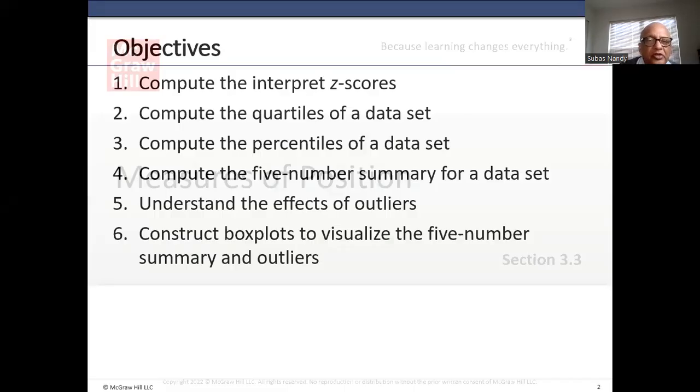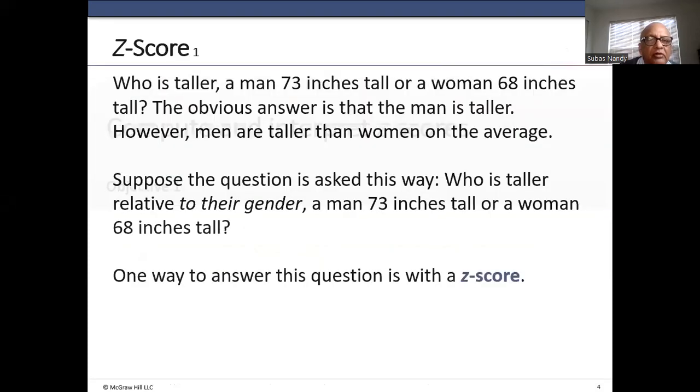Measures of position. These are the objectives. First, we will calculate Z-score. Who is taller, a man 73 inches tall or a woman 68 inches tall? The obvious answer is that the man is taller. However, men are taller than women on the average. Suppose the question is asked this way: who is taller relative to the gender, a man 73 inches tall or a woman 68 inches tall?